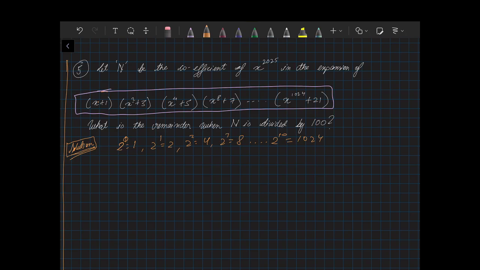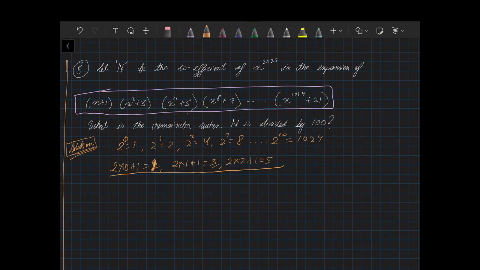Now what about the constants? Do they have some pattern? Actually they do. We have 1, 3, 5, 7 all the way till 21. Does it look similar? So it's like 0 plus 1, 2 plus 1 equals 3, 4 plus 1 equals 5, 6 plus 1 equals 7, and so on. So what is happening here is that 2 times 0 plus 1 equals 1, 2 times 1 plus 1 equals 3, again 2 times 2 plus 1 equals 5. So we have this pattern here for the constant.